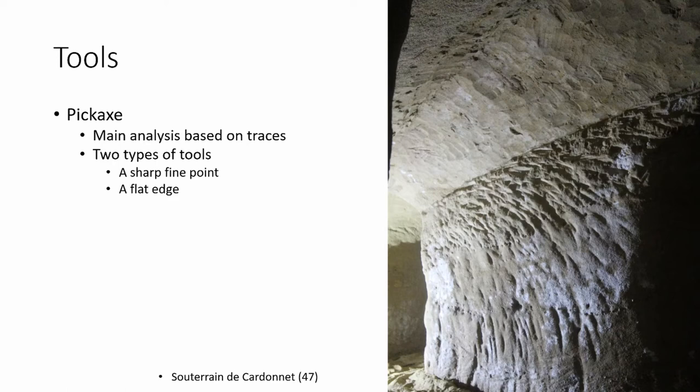The first one is sharp, with fine points, which is used to make the wall. And here on the roof, on the double-shaped roof, we have a flat edge around 3 to 6 centimeters, it depends on the place. And you see rather clearly here all the marks on the roof. So we know that we have this type of tools. Is it one tool or two tools?